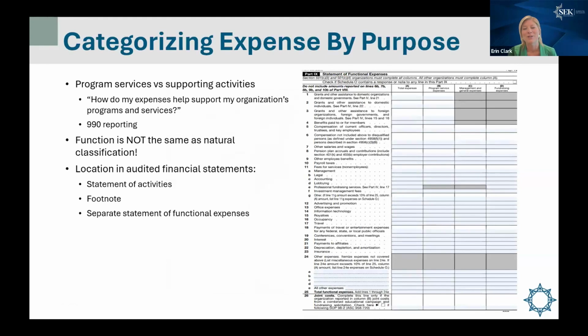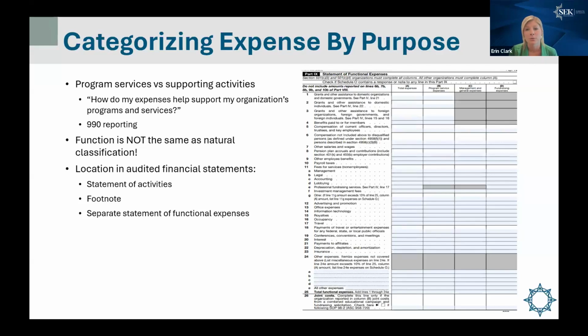And I know it's a little small to see on the slide here, but you have columns for each of those functions that we talked about. So even at the tax reporting level, you're still breaking out those types of activities. And really, the question that you're asking is, how do the expenses that my organization incurs help to support the organization's programs and services? If they are directly associated with a program and it is directly furthering the mission of your organization, those are going to be programmatic type of expenses.